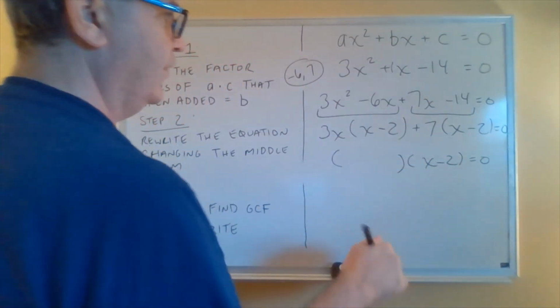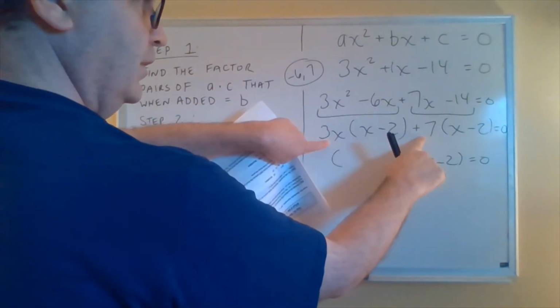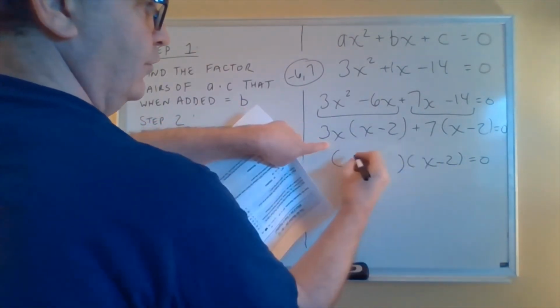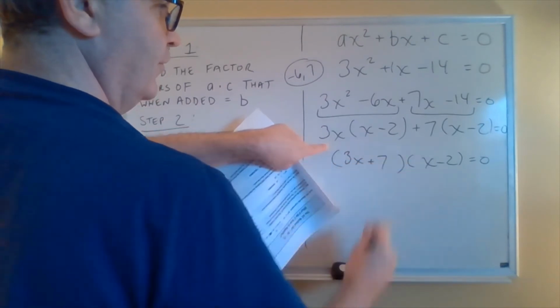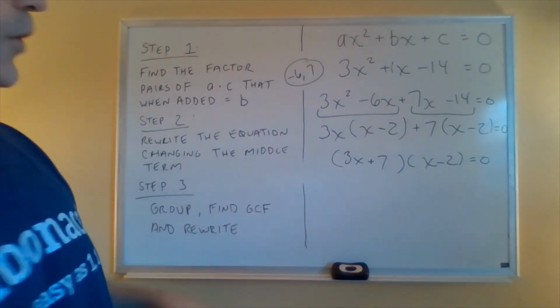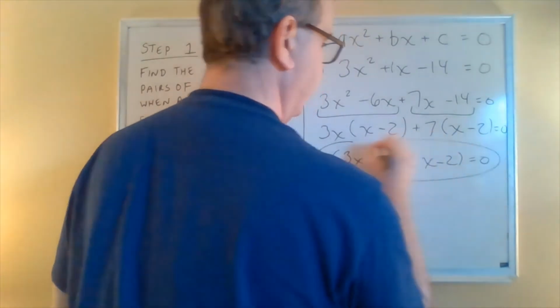Our first set of parentheses are going to be these first two, the two terms outside the parentheses here, which would be 3x plus 7. Okay. So there is our answer right here.